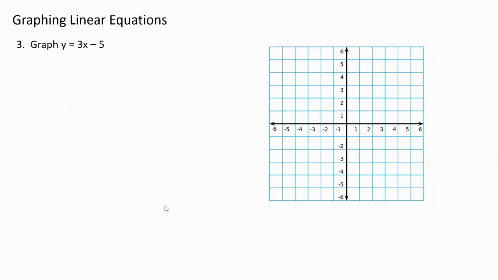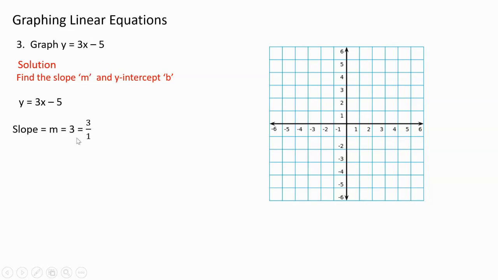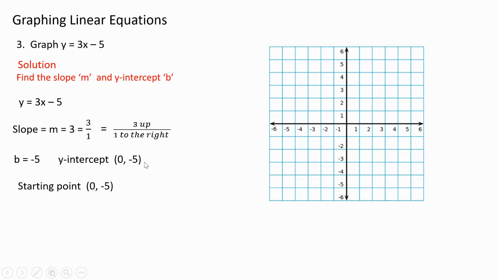Let's do another one. y equals 3x minus 5. So we have to find my m and my b, right? My m is 3, which would be 3 over 1, right? Because you put it into a fraction, or a rational number, which 3 can be written as 3 over 1, which means it's going to go up 3 and 1 to the right. From where? From the y-intercept, or my b. My b is negative 5, so my y-intercept will be 0, negative 5, and that's my starting point.